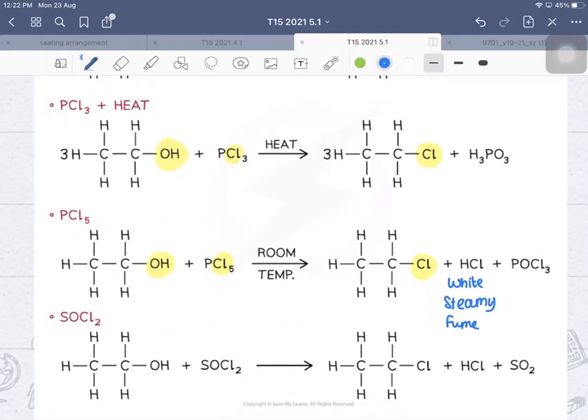The last type of reaction for alcohol goes through the same mechanism because it's still a substitution reaction, but the only difference is that you are using a different reagent. Okay, PCl5 is phosphorus pentachloride and it's in a solid form.